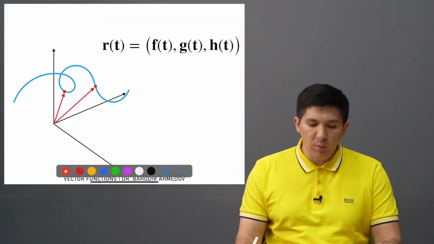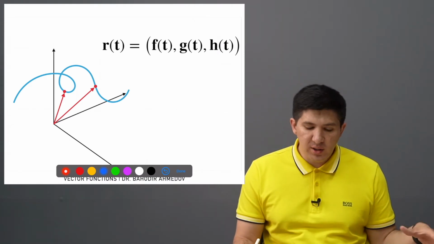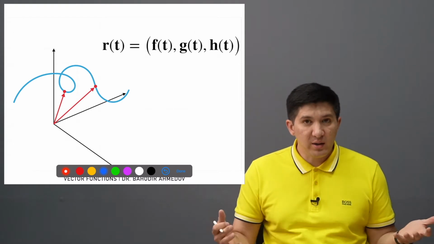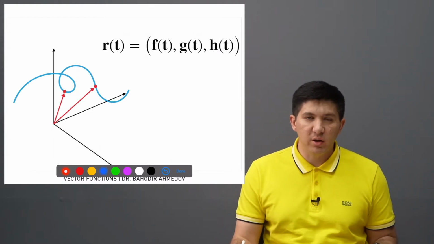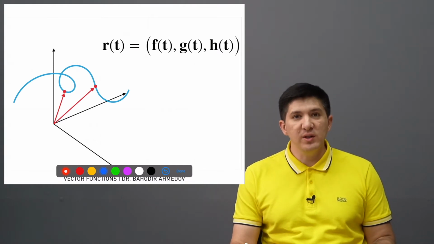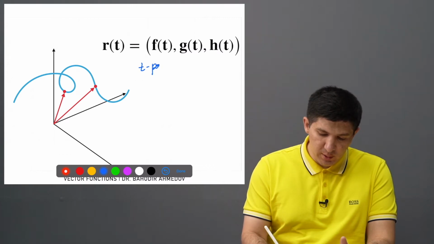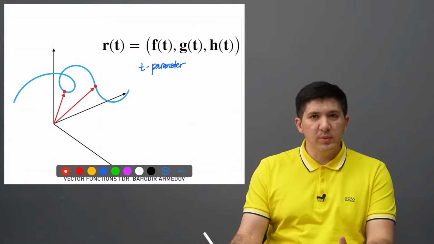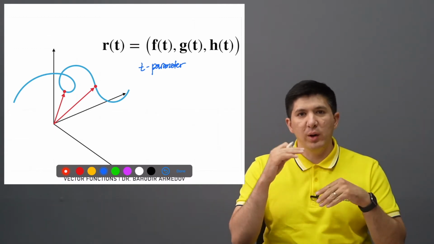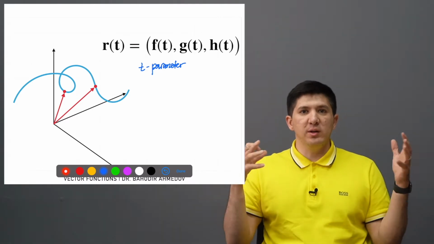So in general, we are going to describe a curve using a vector equation in the form of a vector where the components of the vector are going to be functions, f of t, g of t, and h of t, where t is going to be a parameter. And depending on the value of the parameter, we are going to derive different points along this curve.